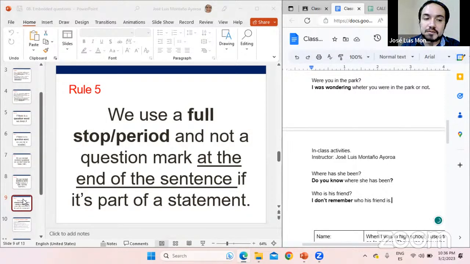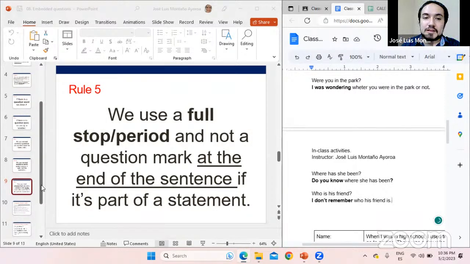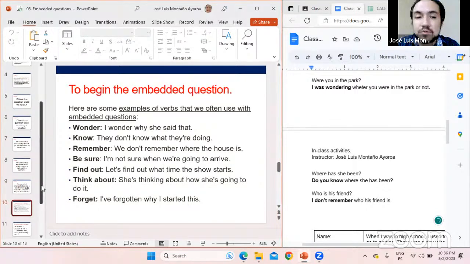If that's clear, very good. And actually, with that, we are done. These are words or expressions that you can use to start your embedded question. For example, I wonder why she said that. They don't know what they are doing. We don't remember where the house is. I'm not sure when we are going to arrive.